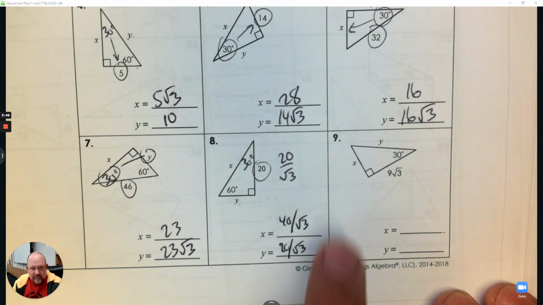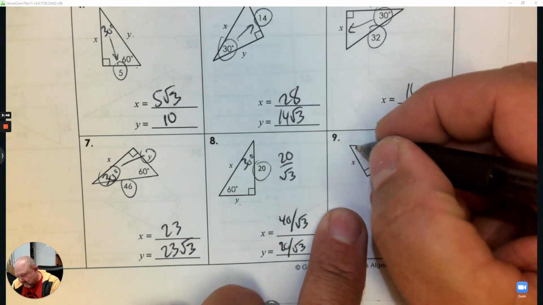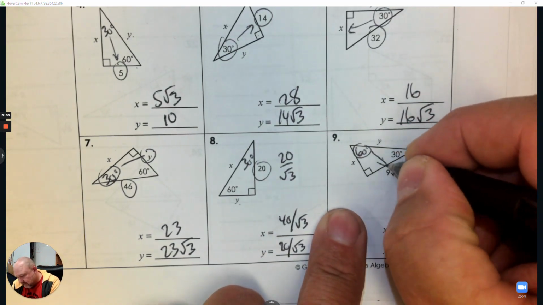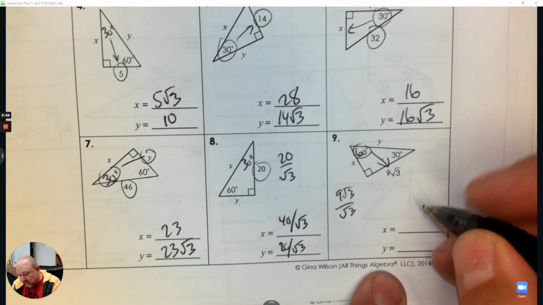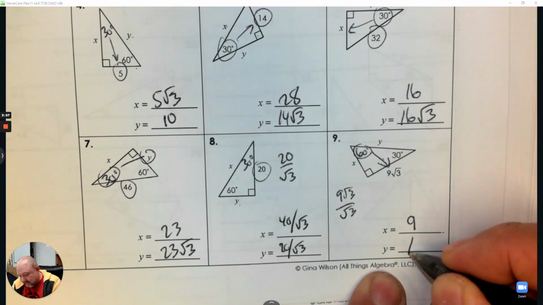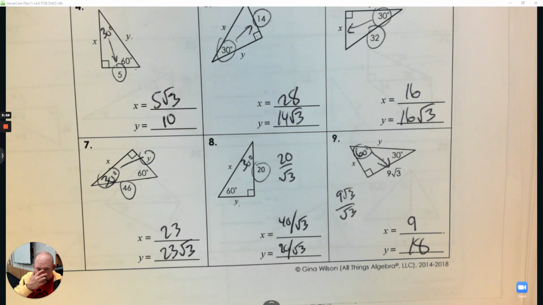Here again, 60. So the long leg is 9 root 3. Again, divide by root 3, and that gives you the short leg, which is x, and then double that answer, and that gives you the hypotenuse. All right, turn the page.